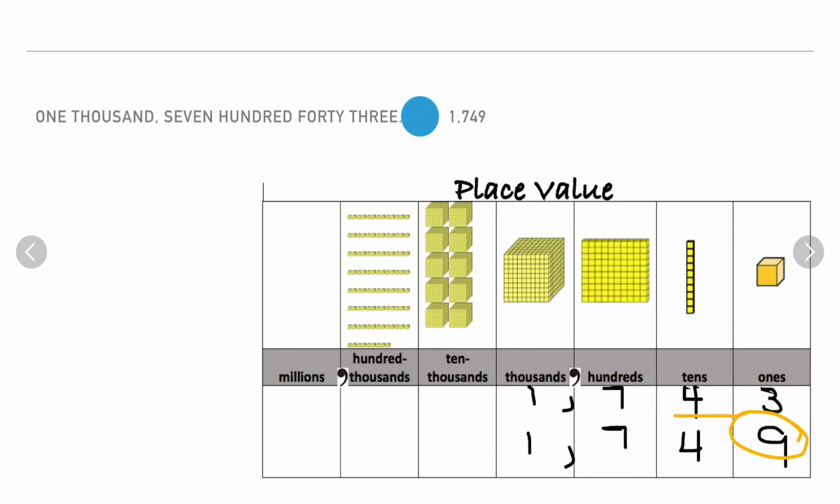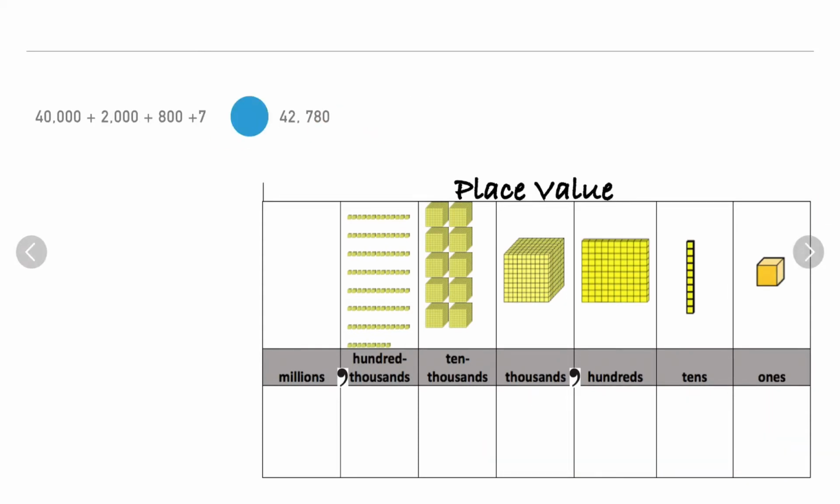That's right, 9 is greater than 3. So that means that I finally found the number that is greater. 1,749 is greater than 1,743. Let's try another one.